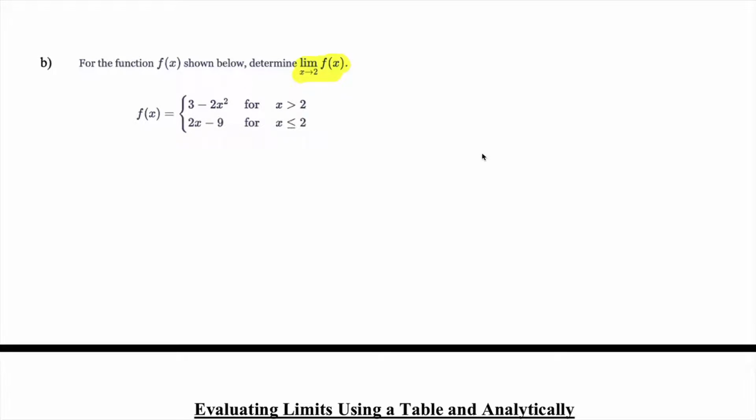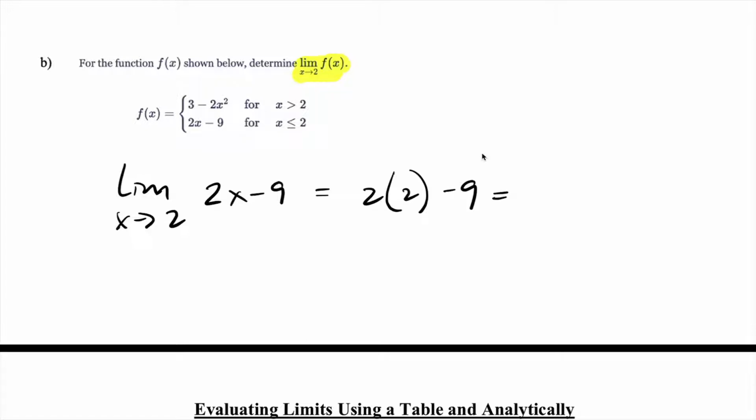Which one am I going to plug in 2 for, though? Yeah, the bottom, right? That's when it equals 2. The top one doesn't equal 2. It's everything after 2. 2.01, 2.001, 2.1, all of those numbers, right? So the limit as x approaches 2, I'm going to use this guy right here. So I plug in 2. I get 4 minus 9, which is negative 5. That's a number. I'm done.